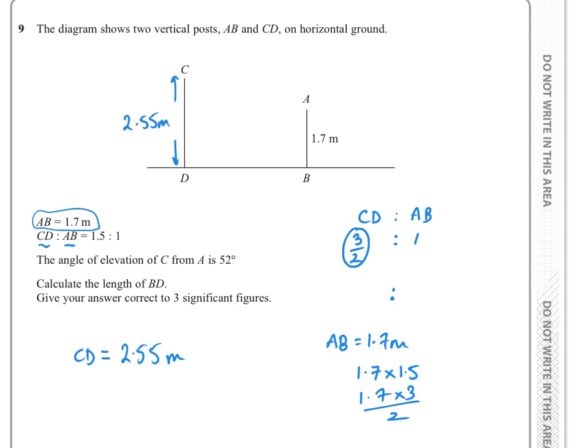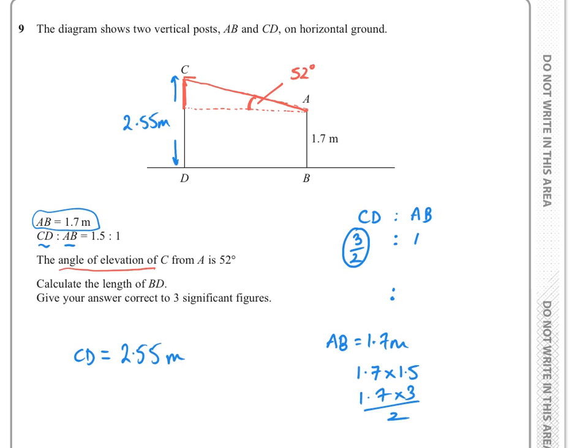It says the angle of elevation of C from A, so from here looking up to there, so I'll just change that a little to make it a bit more neat. Of C from A, okay, so that's where we're looking at C from A. So that's the elevation, and the angle of elevation is from the horizontal. So we know that this angle here is 52 degrees.